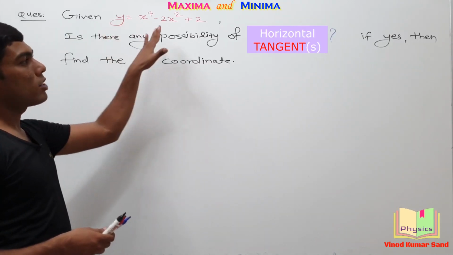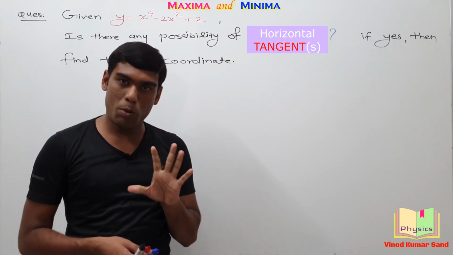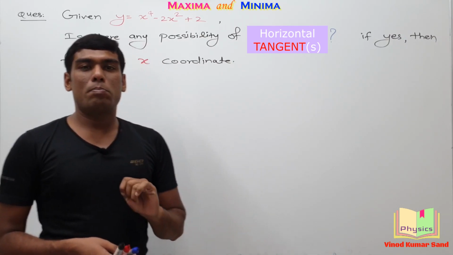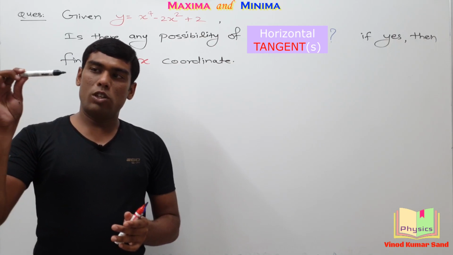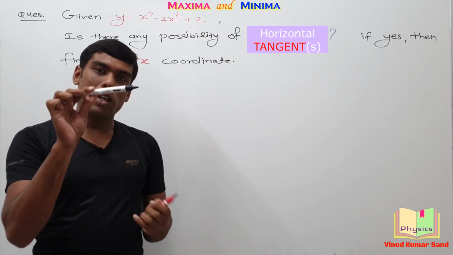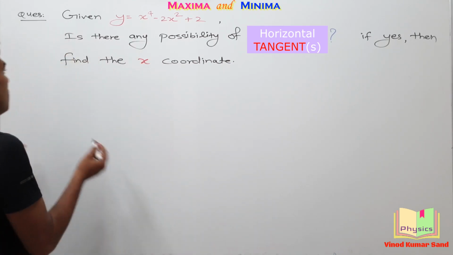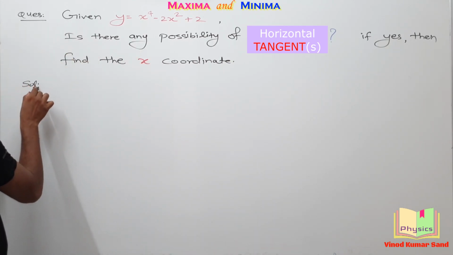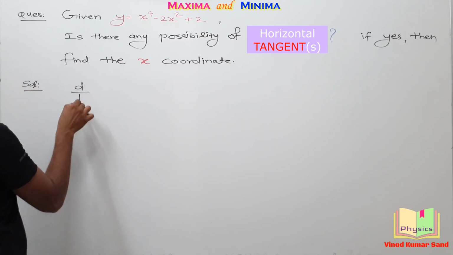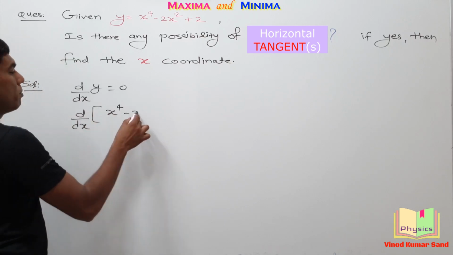We are given a function and we have to check, is there any horizontal tangent possible? It's a pretty simple question. Wherever the tangent will be horizontal, how much will be the slope? 0. And slope means what? dy by dx. So basically you have to make the dy by dx 0. That will give you the correct answer.